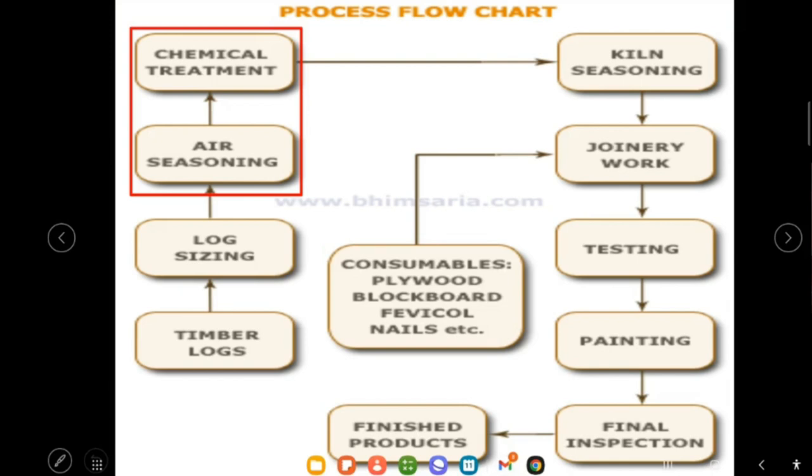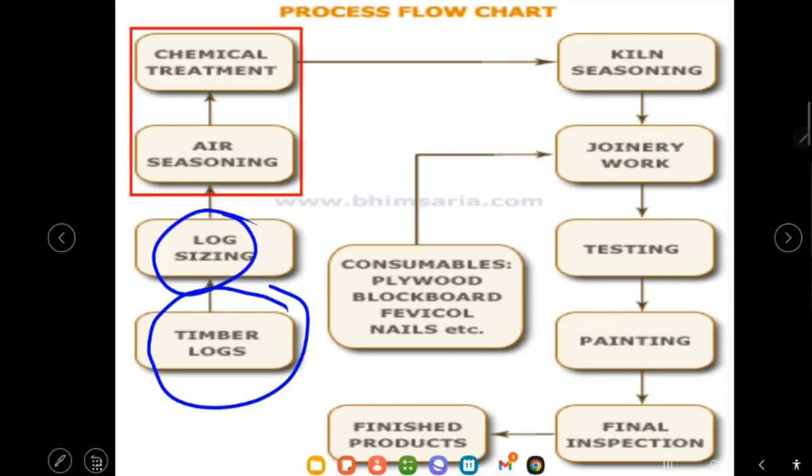Okay, so this is the process flow chart. From the timber logs, we go to log sizing, to make it the size or shape that we want. After that, normally the log will go for a process which we call air seasoning. During this process, the timber will be left to the atmosphere in order to drain out the water, the moisture content inside the timber. Why we need to do that, we will talk about later, because moisture content will affect the properties of our timber, be it strength or durability.